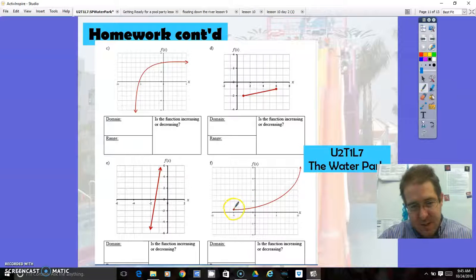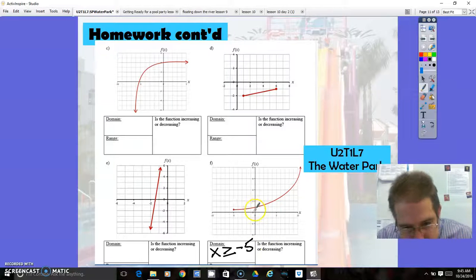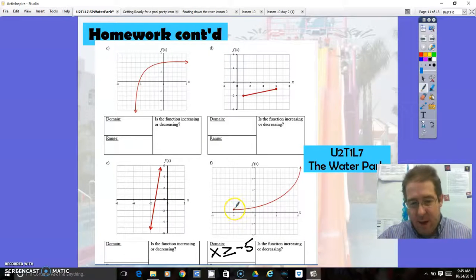The domain of this one does have an endpoint here. So the domain in this case is going to be x is greater than or equal to, because it's a closed dot, and it looks like -5 if I'm not mistaken. The range, this looks like it's about 4, 3, 2. There's 1, so I'm going to say about a half. So it looks like f of x has to be greater than or equal to a half.